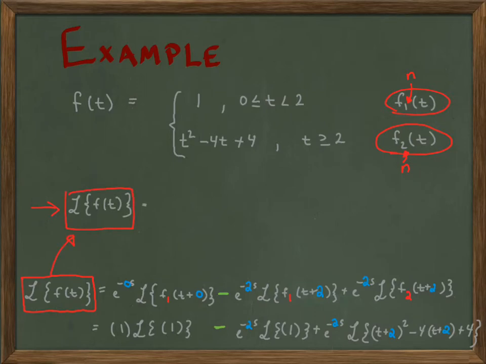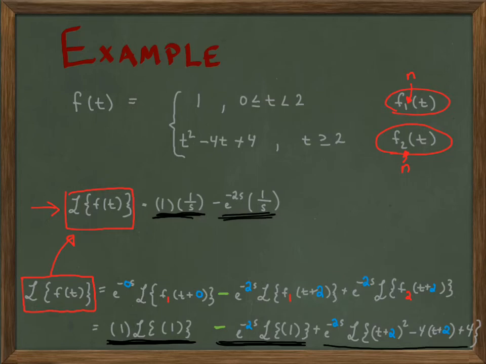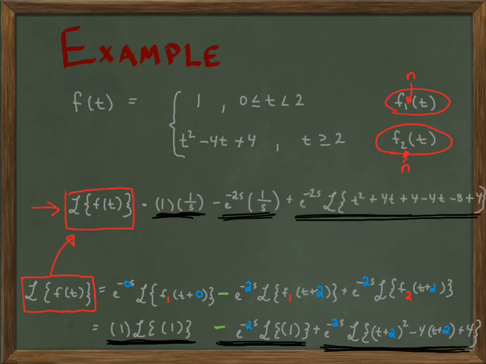All we have to do is these final Laplace transforms. For the first one here, the Laplace transform of 1 is 1 over s. Pretty simple. The second one here, the Laplace transform of 1 is still 1 over s. And then the third one, we're going to do a little bit of algebra. Most of this stuff actually cancels out. Actually, almost all of it cancels out. And we end up with e to the negative 2s times the Laplace transform of t squared.